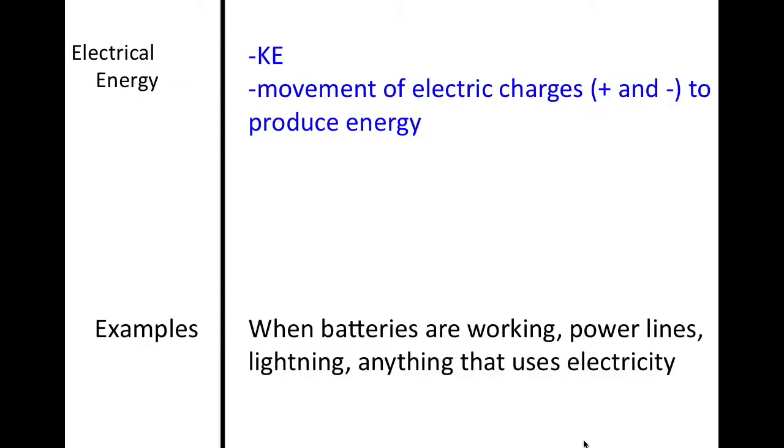Electrical energy is a kinetic energy. It is the movement of the electrical charges, and those can be either positive or negative, and this produces energy. Some examples are when batteries are working, power lines, lightning, anything that uses electricity. Anything that allows electric charges to travel is going to be a form of electric energy.